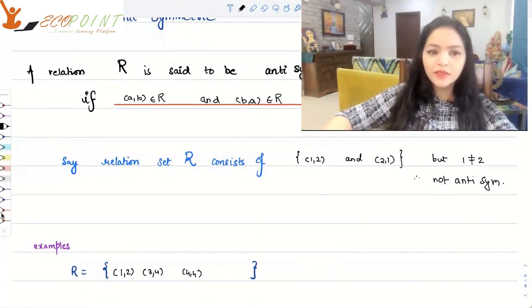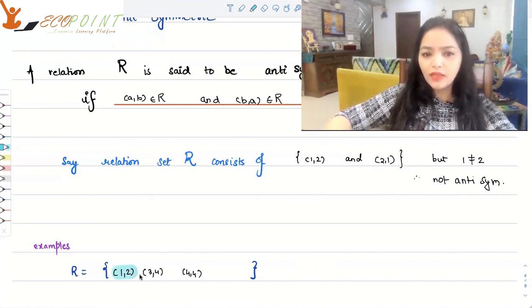Well, it consists of (1,2). Does it contain (2,1)? It does not contain (2,1). So I don't need to bother about (1,2). It contains (3,4). Does it contain (4,3)? It doesn't contain (4,3). So I don't need to worry about (3,4) as far as antisymmetric is concerned. It consists of (4,4).